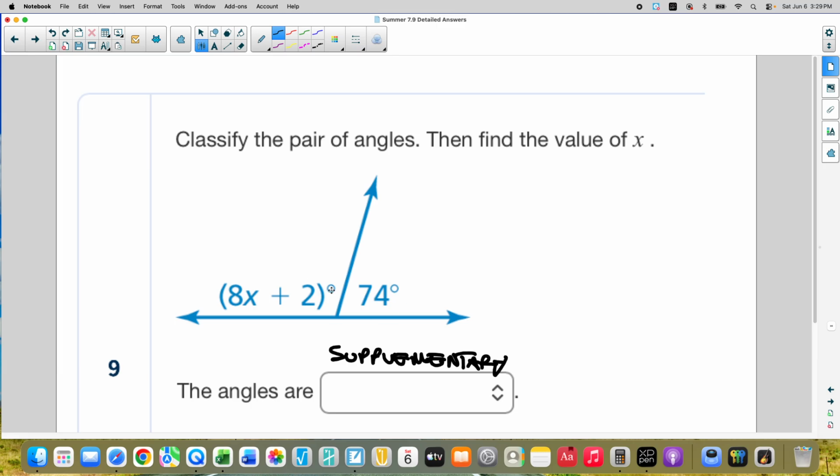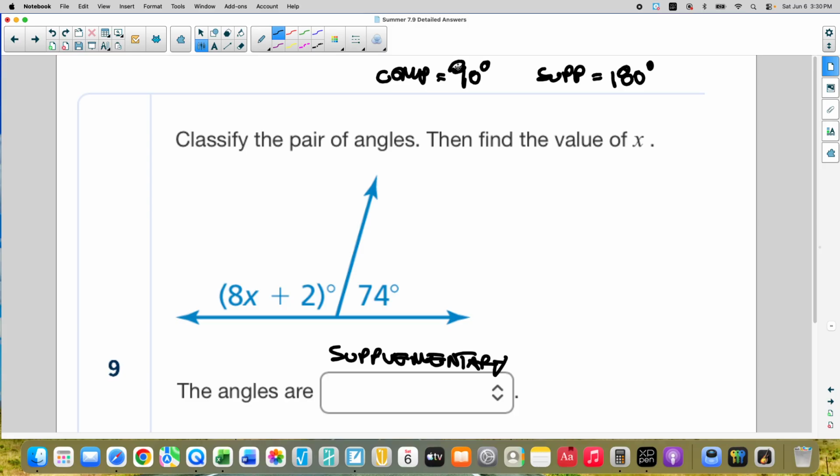Supplementary angles add up to 180. They are adjacent to each other. They consist of a straight angle, 180 degrees. So supplementary equals 180, and complementary equals 90.